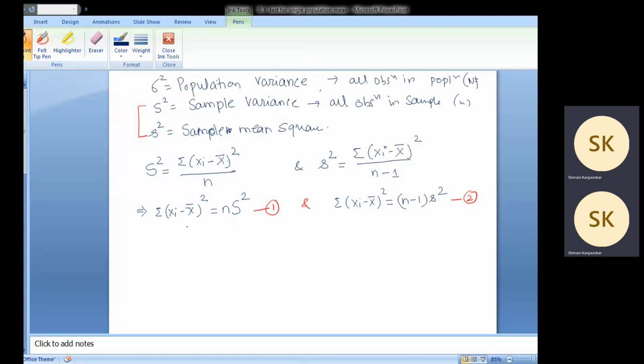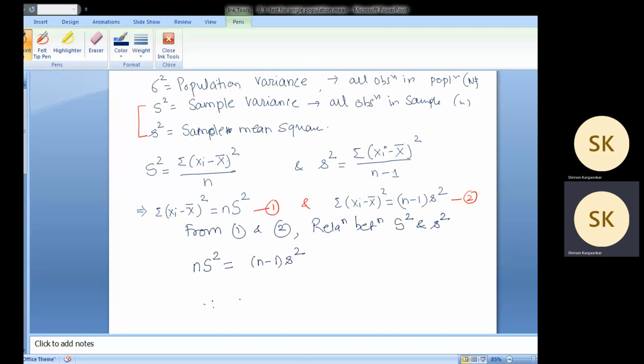If we equate 1 and 2, we get the relation between sample variance and sample mean square. It is n capital S square is equal to n minus 1 into sample mean square. Just simple arithmetic. So we can easily get the sample mean square from the sample variance: n S square upon n minus 1.